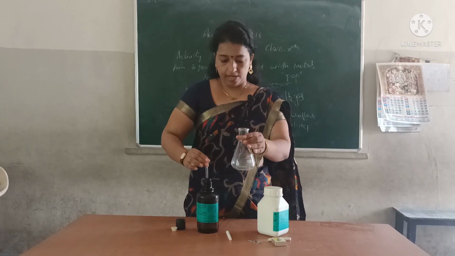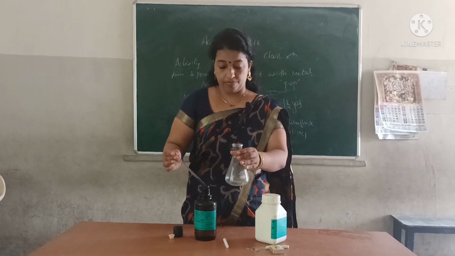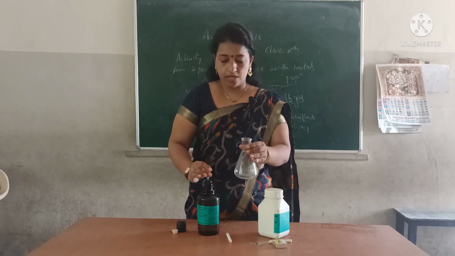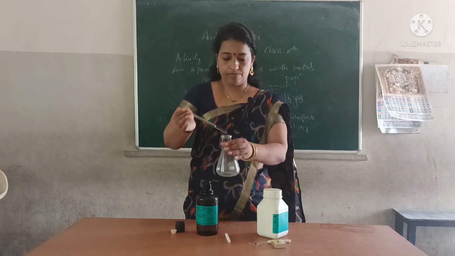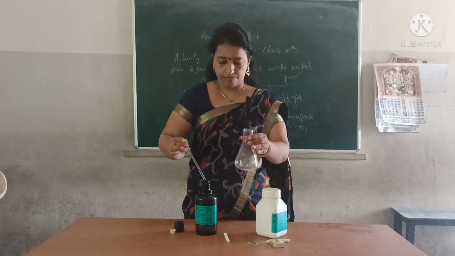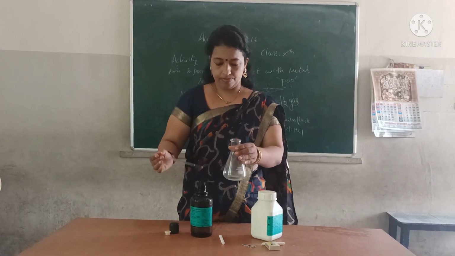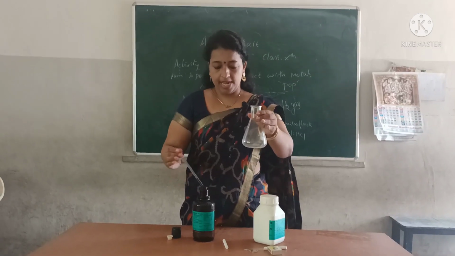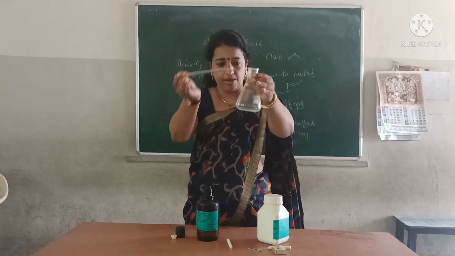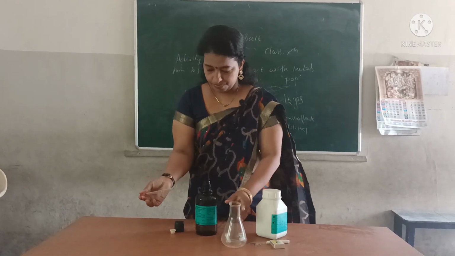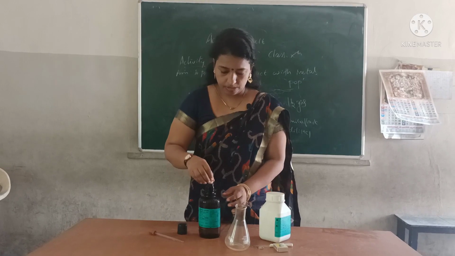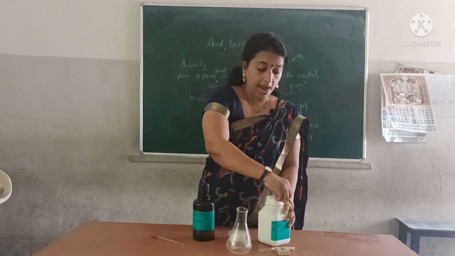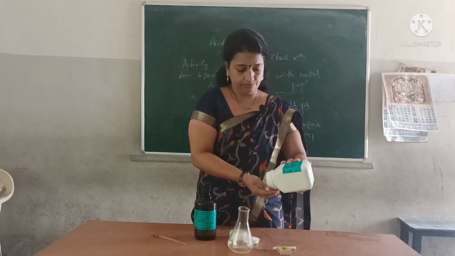When you are doing the experiment, you should be very careful, especially when you are working with acids. You should use the dropper. This is the dropper, right? I have taken some HCl into the conical flask. Now I am going to add some zinc metal.